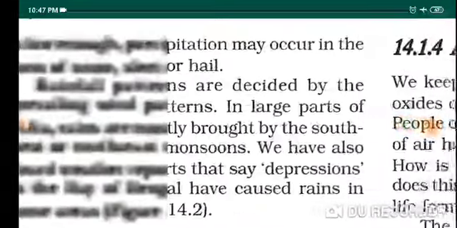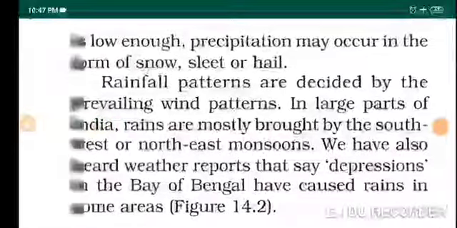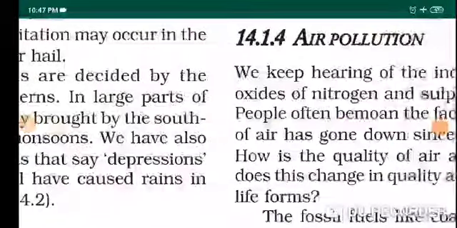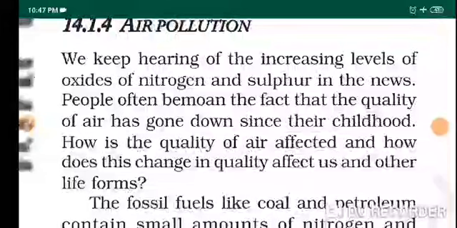Good morning, children. We have learned how the rain is caused, or rather, how the clouds are formed and it leads to rain.